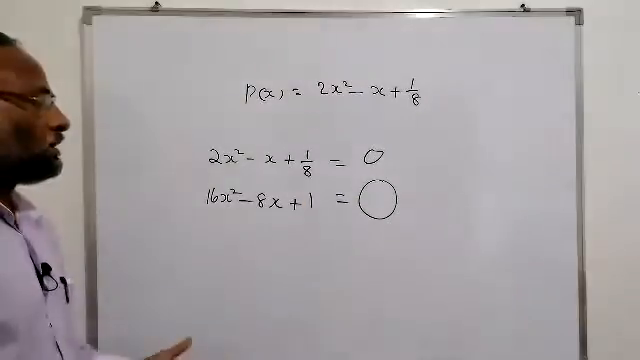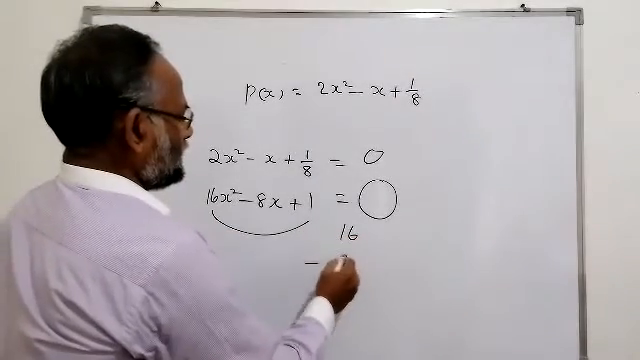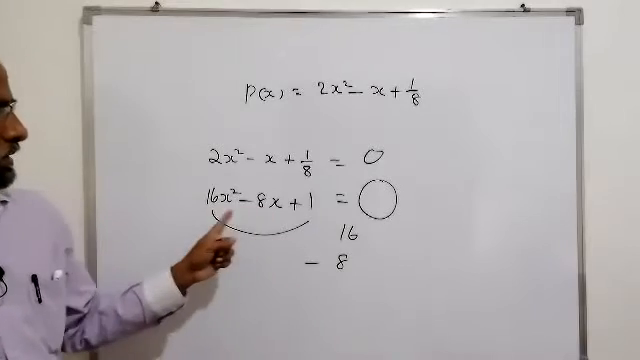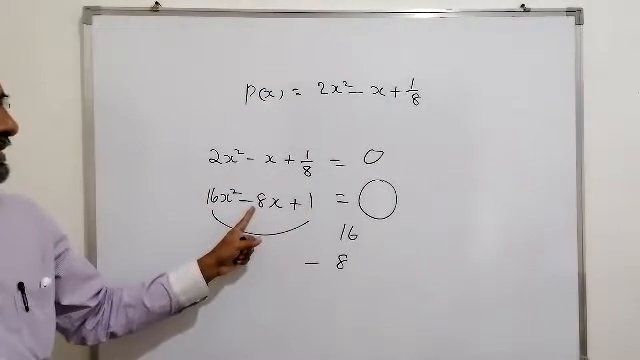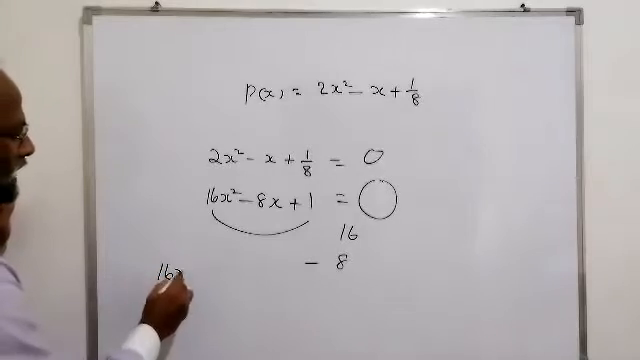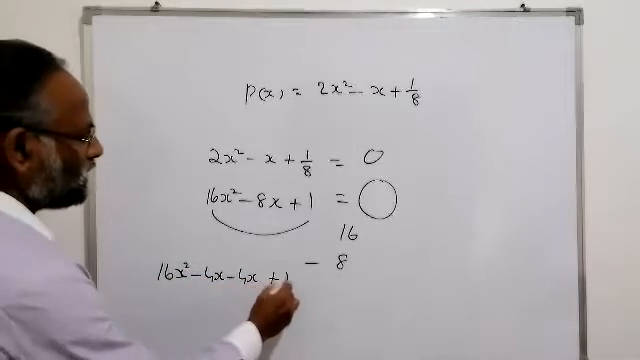You can solve it. Multiplication is 16 and addition is minus 8. You know the numbers. Which are the numbers? Multiplication is 16 and addition is minus 8. Tell me which are the numbers? Minus 4 and minus 4. Very good. We did this one: 16x square minus 4x minus 4x plus 1.